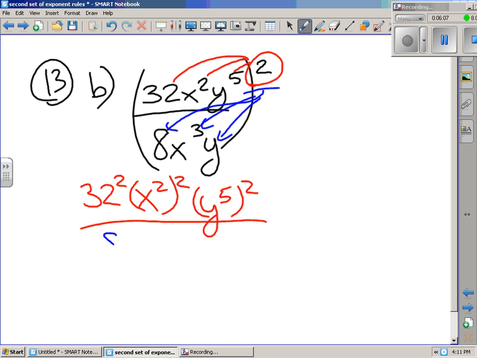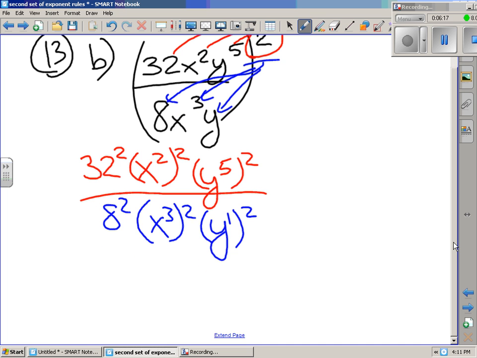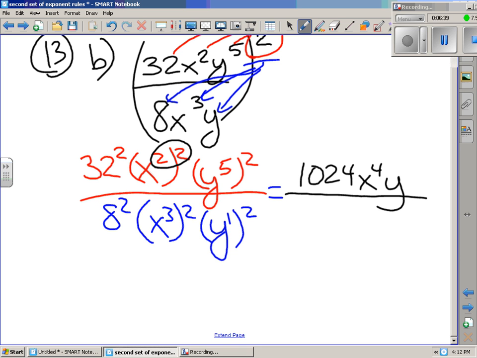In the denominator, I have 8 squared, x to the third squared, and y squared. And that's really y to the first. And then we need to simplify. So we take 32 and we square it, and we get 1024. Then I take x squared and I square it. Power to a power you multiply, and you get x to the fourth. Again, we use the rule, power to a power you multiply, and we get y to the 10th.